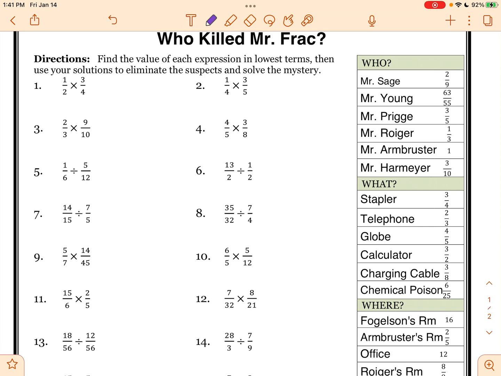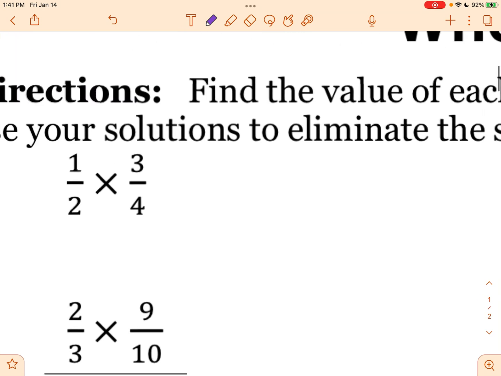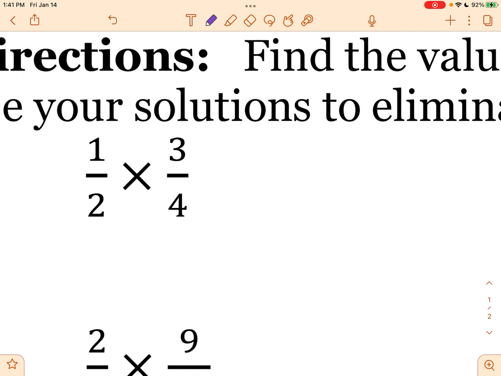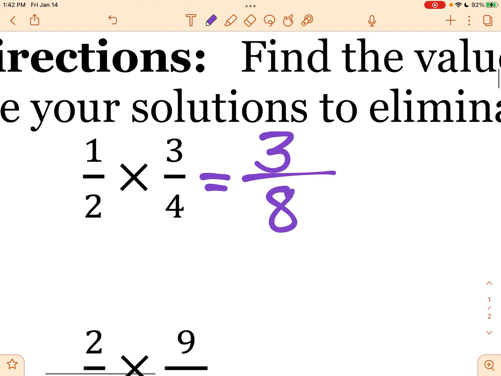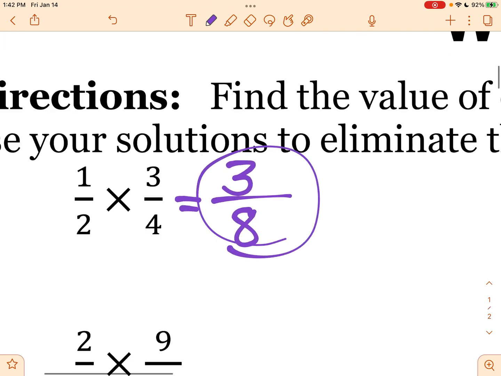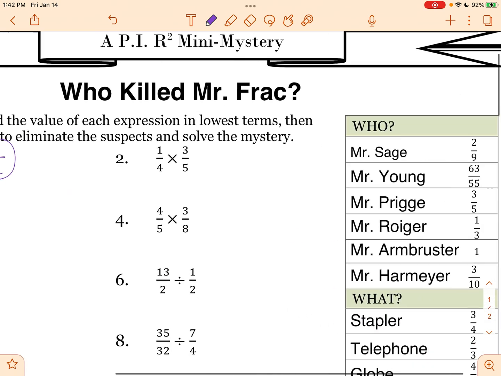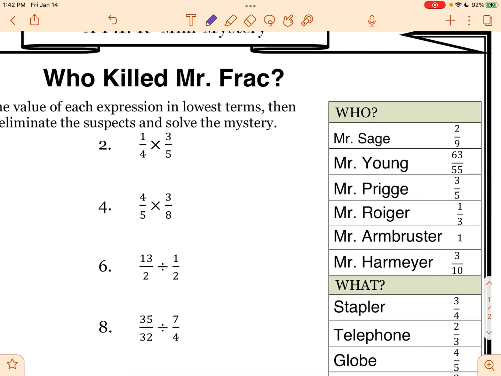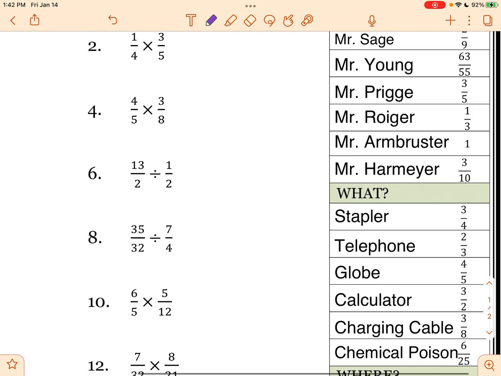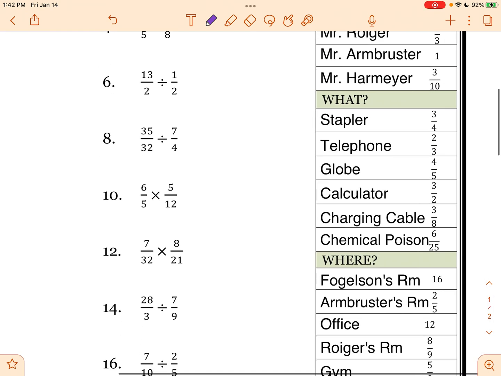Let's just take a look at number 1 for example. We have 1/2 times 3/4. Remember, when we're multiplying fractions, you just multiply straight across. 1 times 3 is 3. 2 times 4 is 8. We cannot simplify 3 over 8, so that is your answer. Now we take a look over at our list of suspects, and we find 3/8. So I found it. It's the charging cable. Cross that one off. Mr. Frack was not killed with a charging cable.